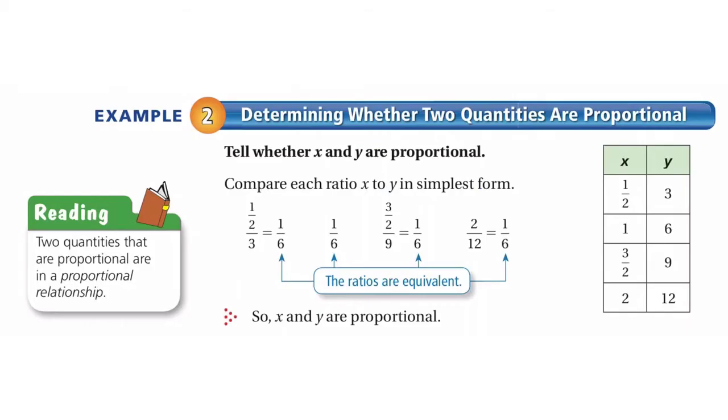In example 2 here, determining whether two quantities are proportional, what they're doing is they simplified all of these as well. They made them all x over y. So they went to the table, they put each x term over its corresponding y term, and then they simplified them all, and they showed that they are all equal to 1/6. Because they're all equal to 1/6, they're all equal to each other.